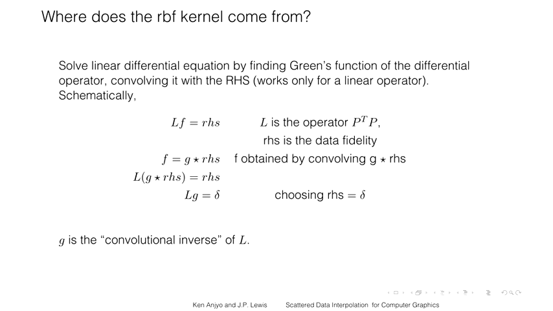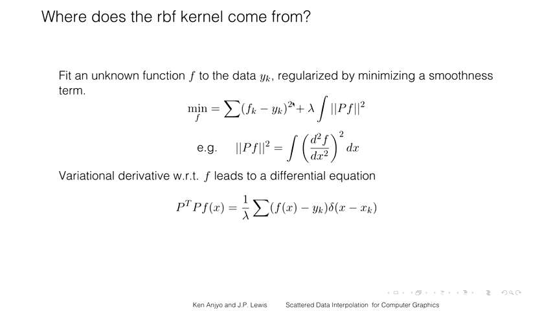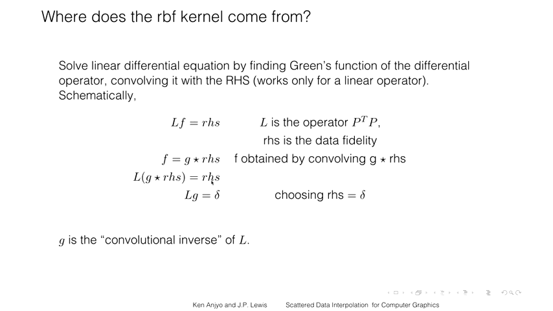Now, jumping ahead briefly to the answer, we're going to explain it better, but here's the classic explanation. The radial basis kernel is the Green's function of the squared differential operator. So what is a Green's function? We take this squared operator, meaning P transpose P, the squared roughness operator, and let's call it L. We apply that to the function, and that is equal to some right-hand side. Let's not worry about what the right-hand side is at the moment.